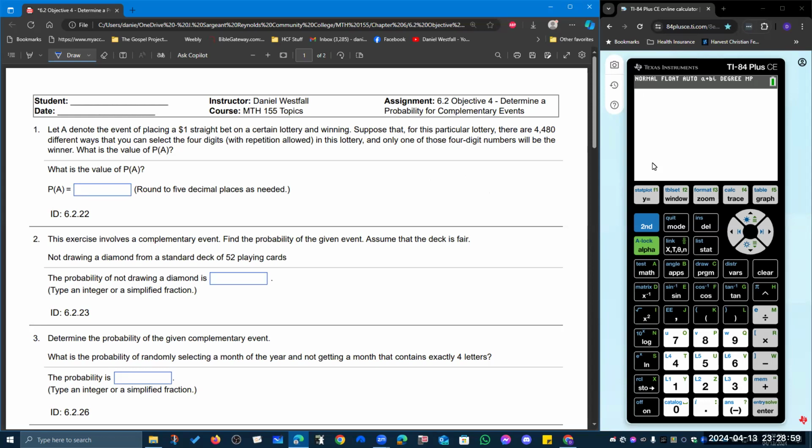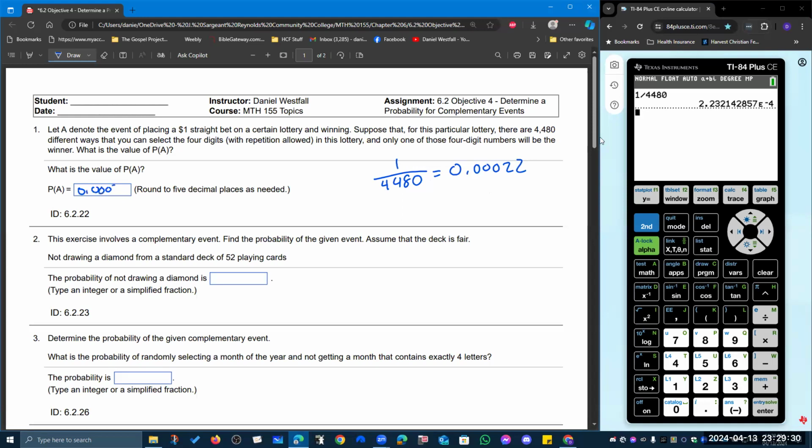And so there's one way to win out of 4,480 tickets here. So 1 out of 4,480, and this is 0 point, and then there's 3 zeros in front of that 2, and they want us to go to 5 decimal places, so I'll go and round to the next decimal place.